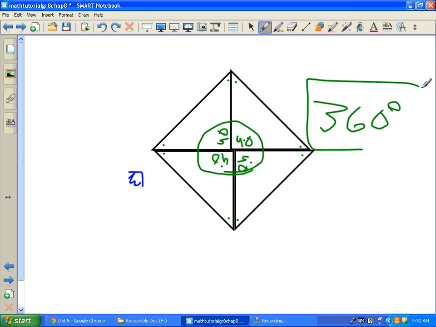So you can tell if it's going to tessellate by just looking at the angles that make up the interior. If they don't add up to 360, then it's not going to tessellate.